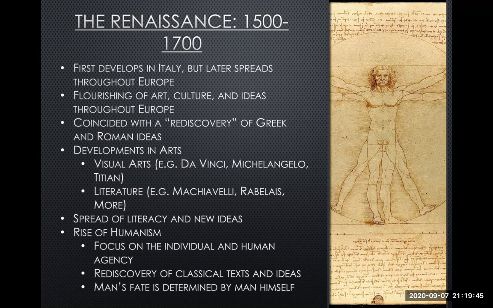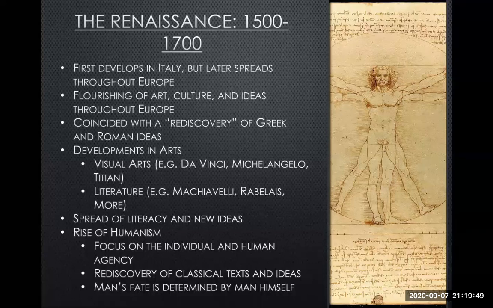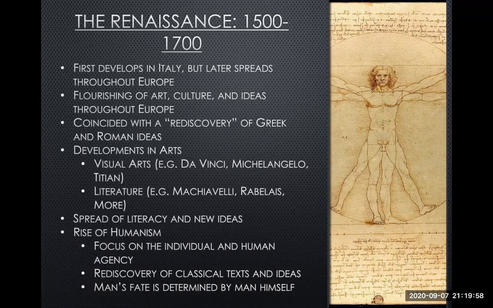At the same time, we do see the rise of humanism, this focus on the individual and on human agency. We also see the rediscovery of classical texts and ideas, as I mentioned before, and also this idea that man's fate is determined by man himself. Here we see this idea that the individual is the one shaping affairs. Not everything is just God's will. Instead, individuals are able to shape the world around them in meaningful ways.